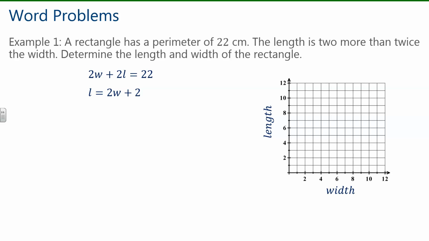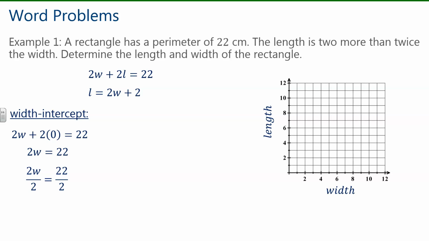So now to graph the first equation, you can use any of the previous methods that you've learned for graphing, but I'm going to go ahead and find the x and y intercepts, or in this case, the length and width intercepts. So let's start with the width intercept. So I'll let the length be 0 in the equation. So when I do that, I get 2W equals 22. So now I can divide both sides of the equation by 2, giving me a width of 11. So 11, 0 would be the point I plot on my grid.